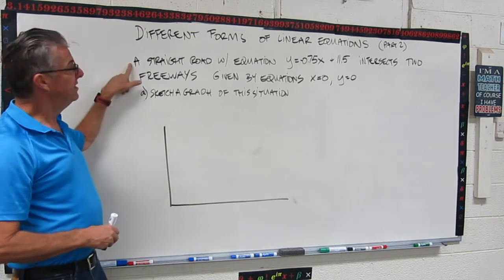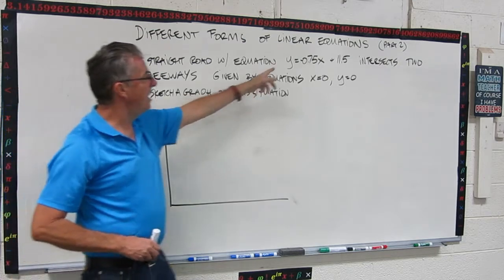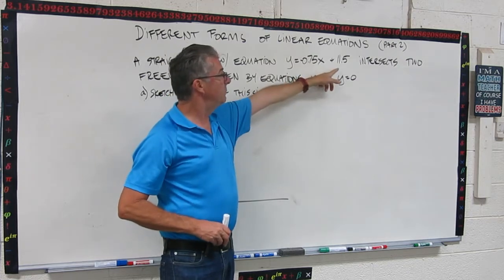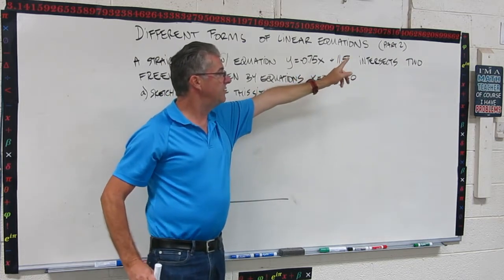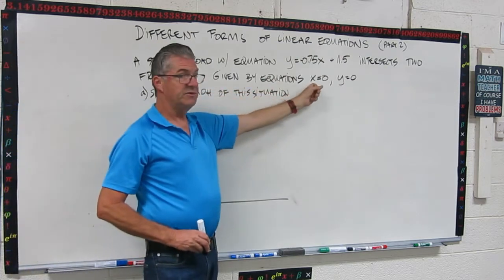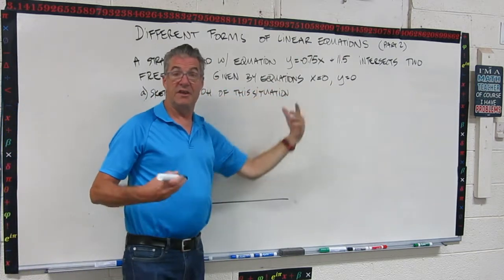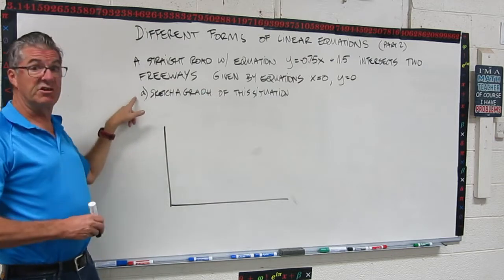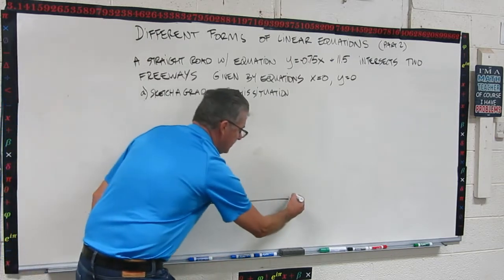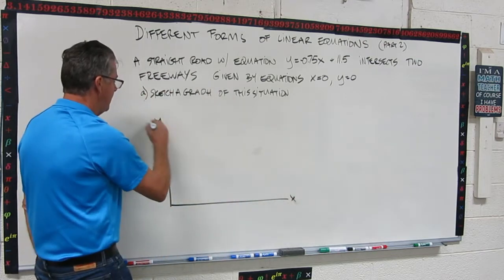Let's do an IB-style word problem that pulls together some of these ideas. Here's our problem. There's a straight road with an equation y equals negative 0.75x, that's negative 3/4 x, plus 11.5, and this road intersects two freeways given by equations x equals 0, y equals 0. The IB's first request here is sketch a graph. So I've got my axes. Let's go ahead and label them. Here's the x-axis and here's the y-axis.